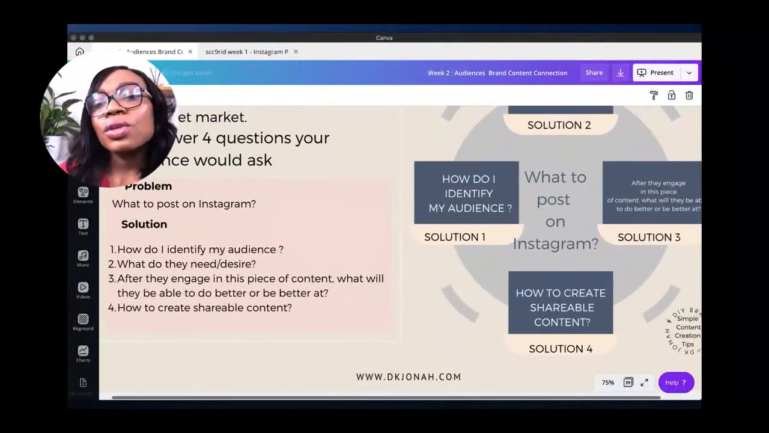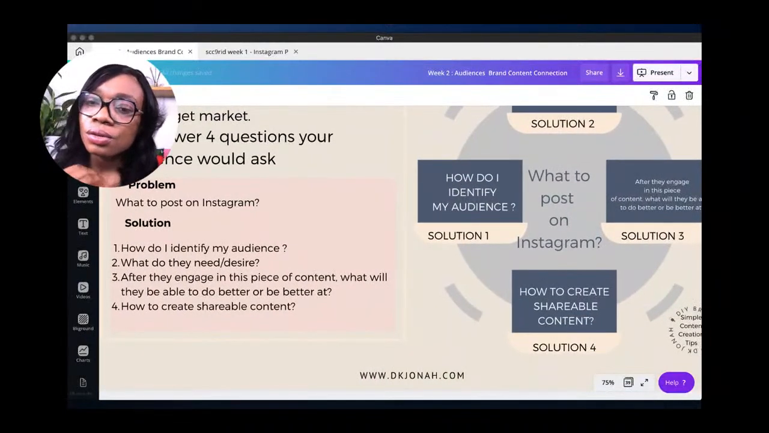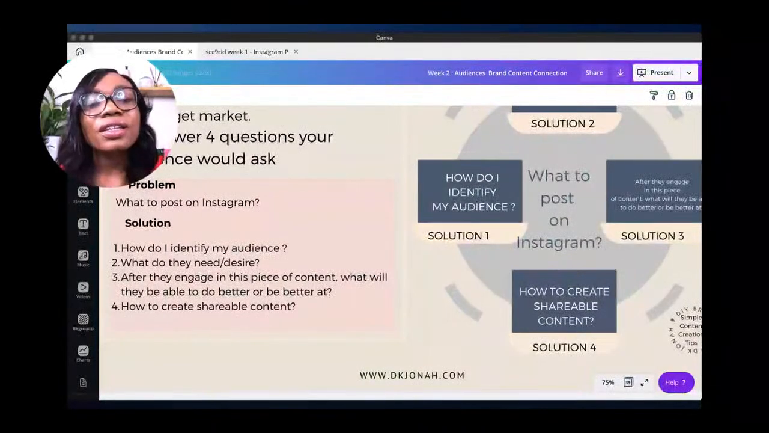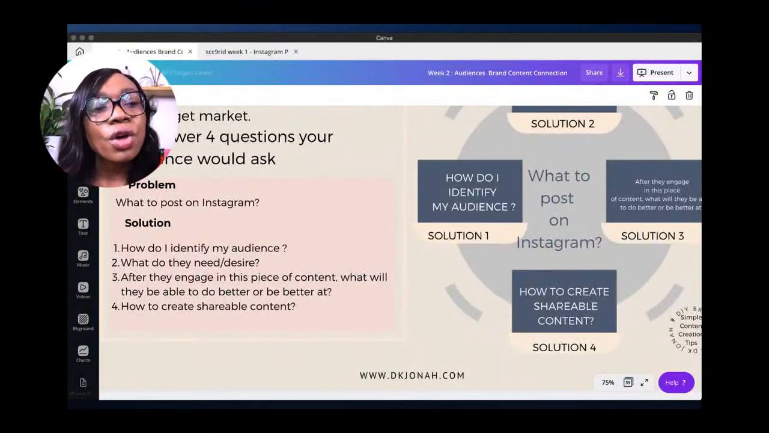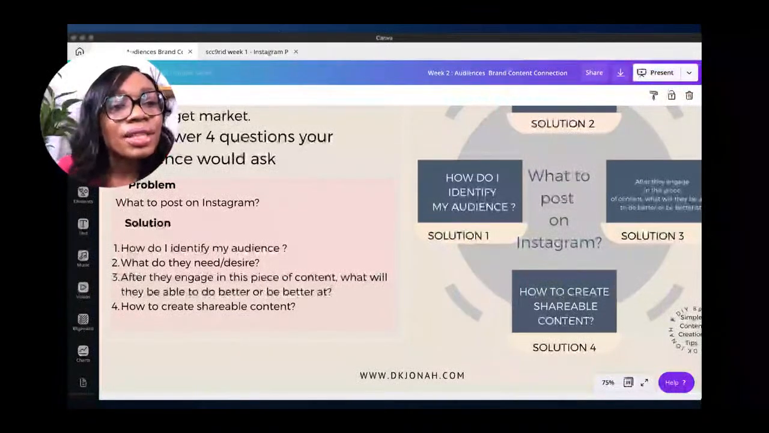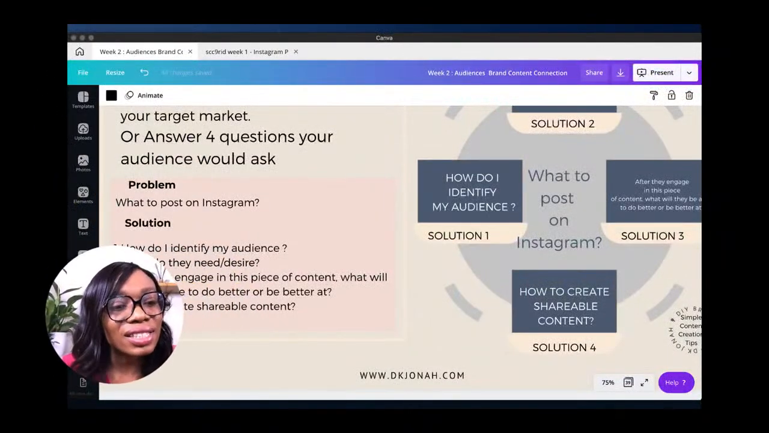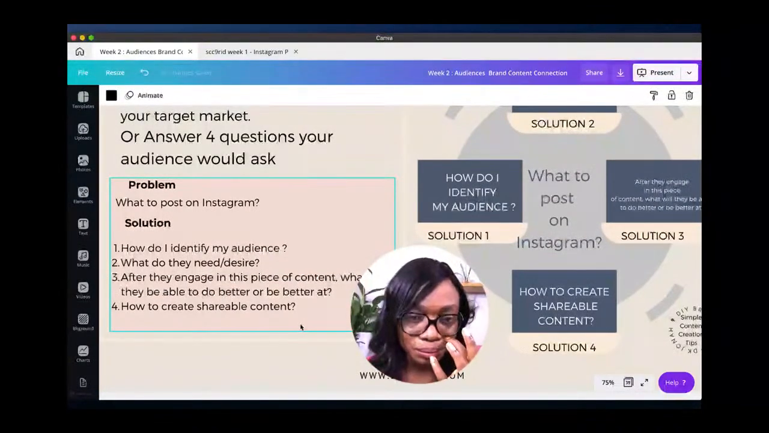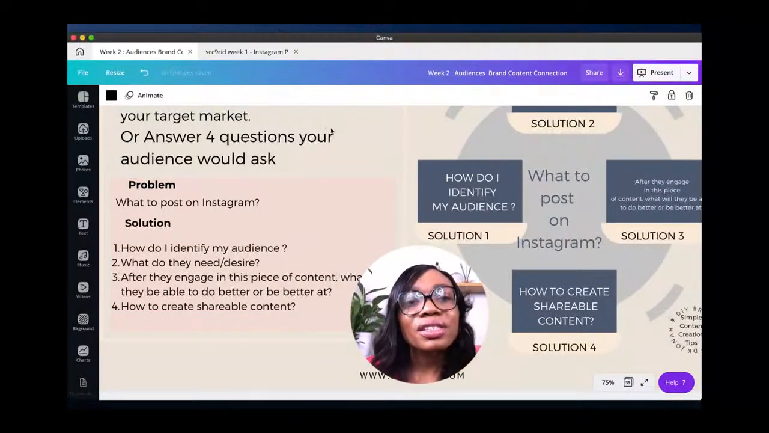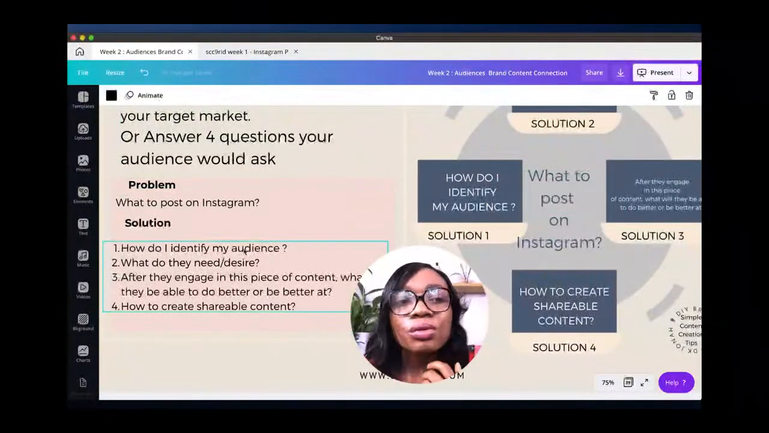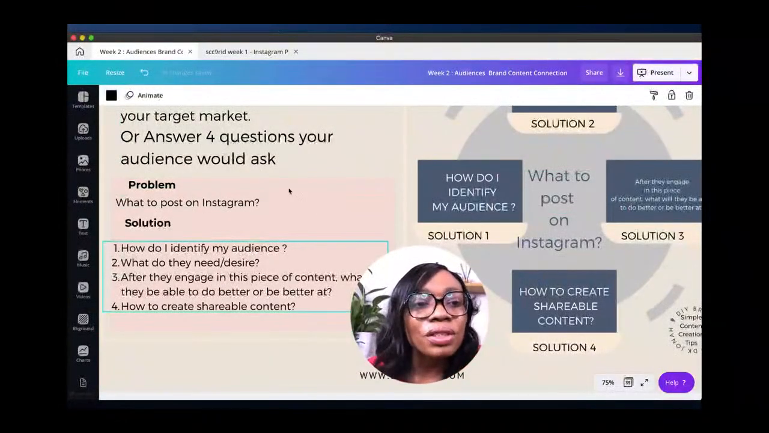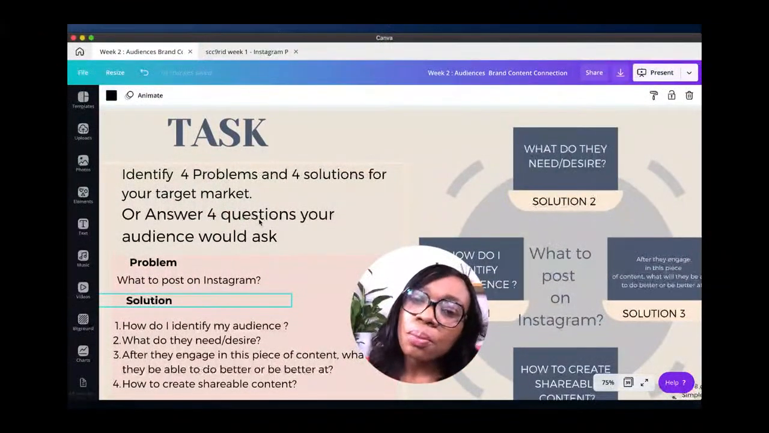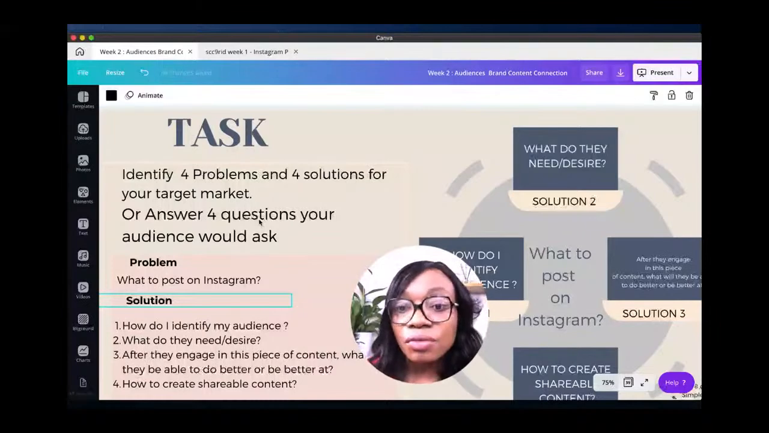So when it comes to creating content, we talked about solving the pain points of your audience. So we looked at the fact that you are there to help your people to understand certain things better. You are there to make life easier for them. How do you make life easier for these people? How do you do that? It's about the content that you create. So you're going to identify 4 problems that your audience have and 4 solutions.